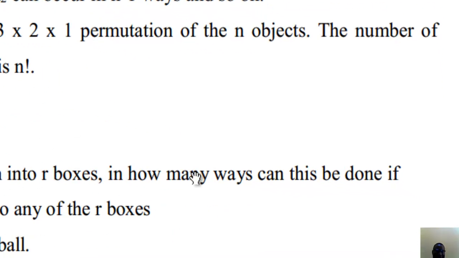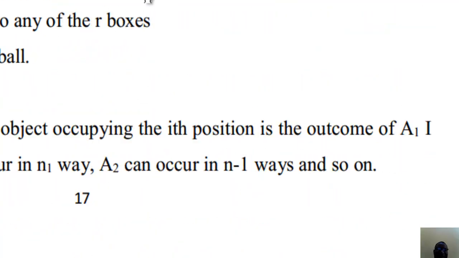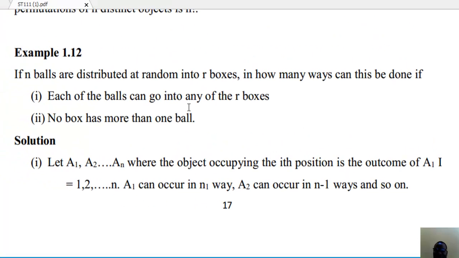Now let's look at this example. Supposing you are not permuting all the n objects, but you are permuting r out of the n, that is, a certain number of the objects among the n. For example, if n balls are distributed at random into r boxes, how many ways can this be done? Now, the solution.